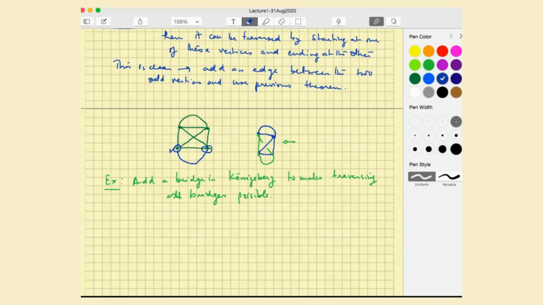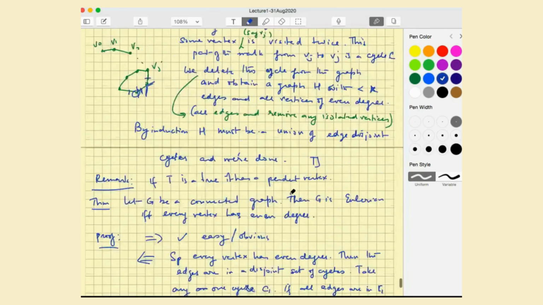So two odd vertices works for an Eulerian path, not for a cycle, right? No, not Eulerian path. I mean, Eulerian cycle means that it comes back to the same point.